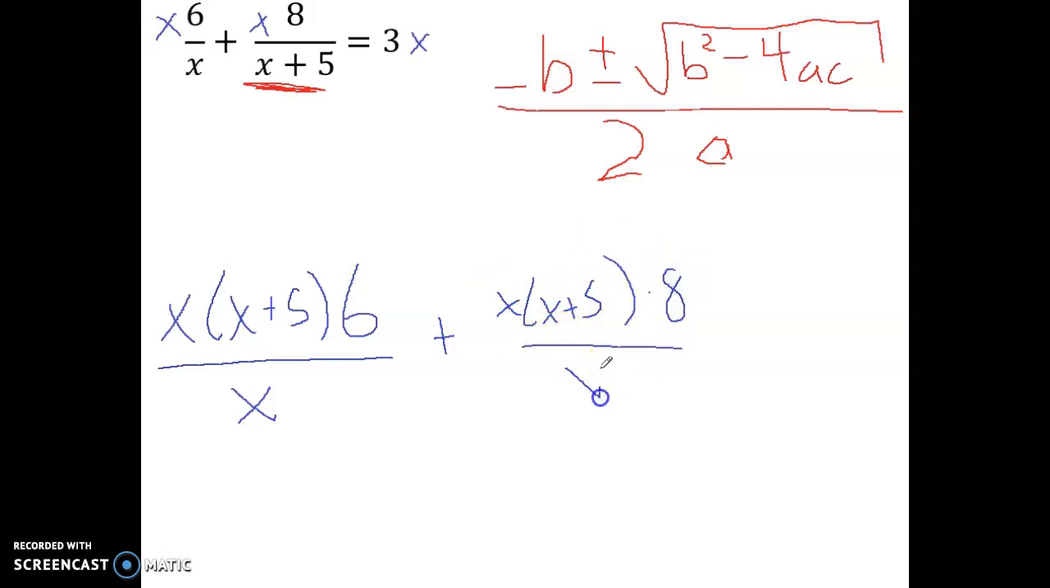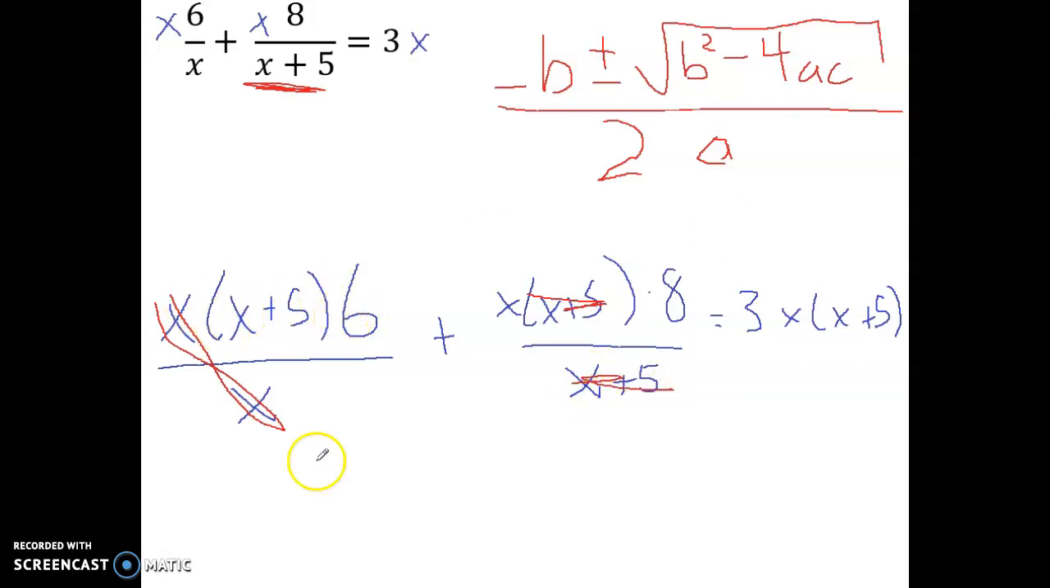Multiply that second term by that. And then over on the other side, you have to do it as well. You're multiplying by an x and also an x plus 5. All right, so the reason we did that is because now we have no denominator here, and now we have no denominator here. What do we have?